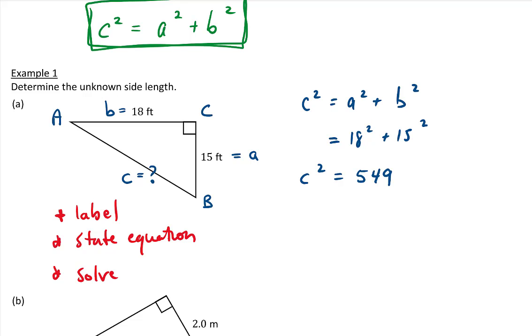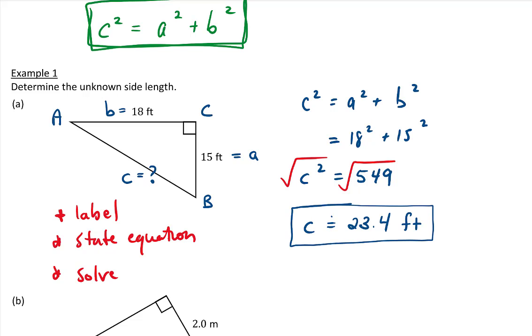Since we want to determine side C, we need to square root both sides of the equation. We should see that the value of C, or the hypotenuse, is approximately equal to 23.4 feet. So I use a dot above my equal sign to show that I've approximated this answer, that it's not exactly 23.4, but is approximately 23.4, and I've also included the units of measurement.